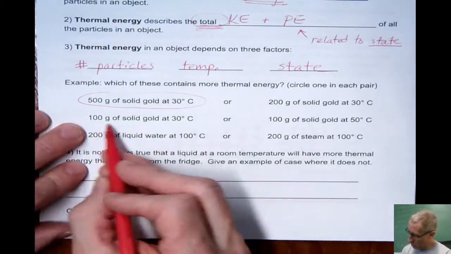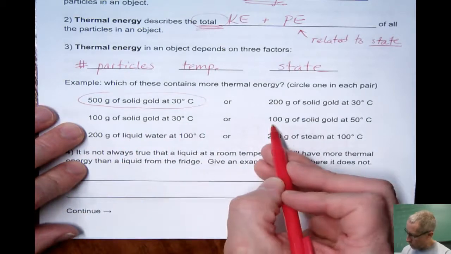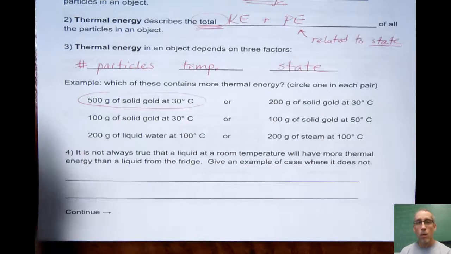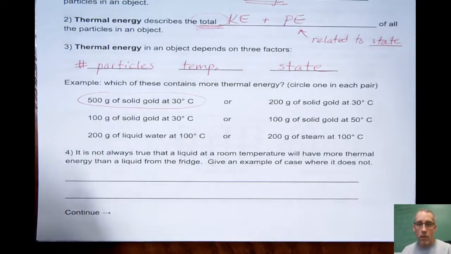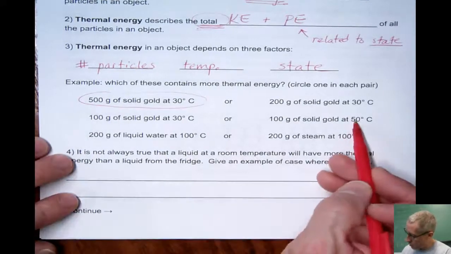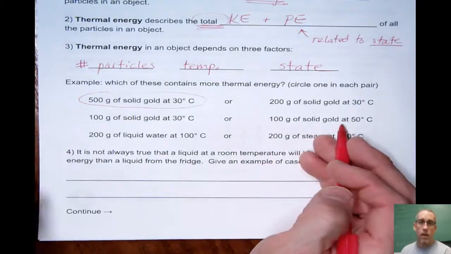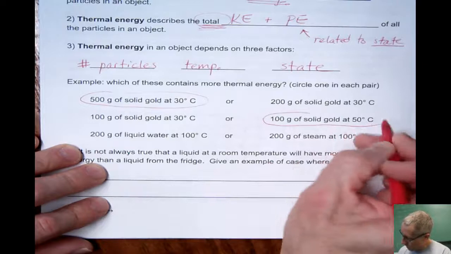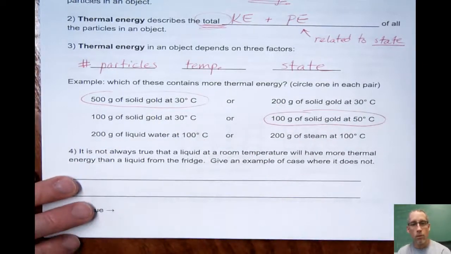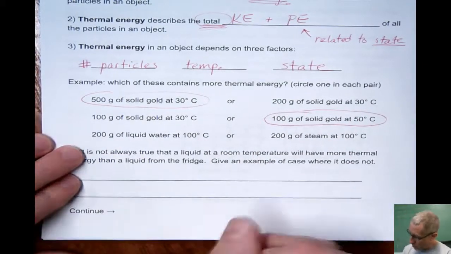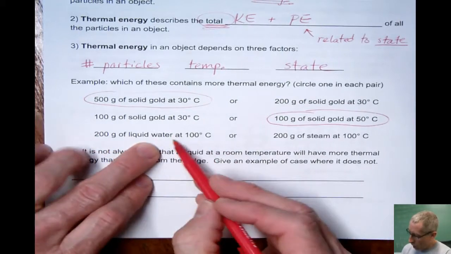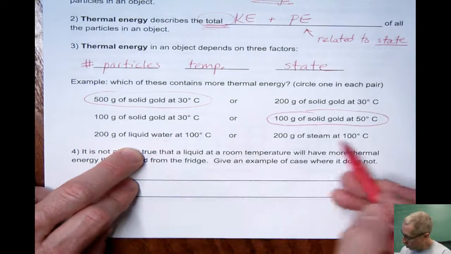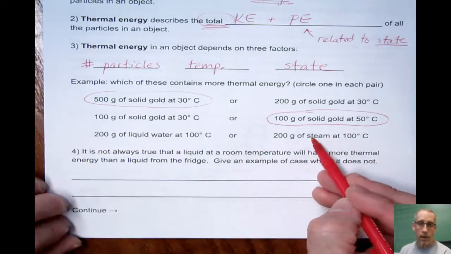What about 100 grams of solid gold at 30 versus 100 grams of solid gold at 50? Now we have the same number of particles, we have the same state of matter, but because this is at a higher temperature, that means the average kinetic energy is higher, and so that will have a higher total thermal energy. And then this last one, now water can be at 100 degrees as either a liquid or as a gas. We call that steam.